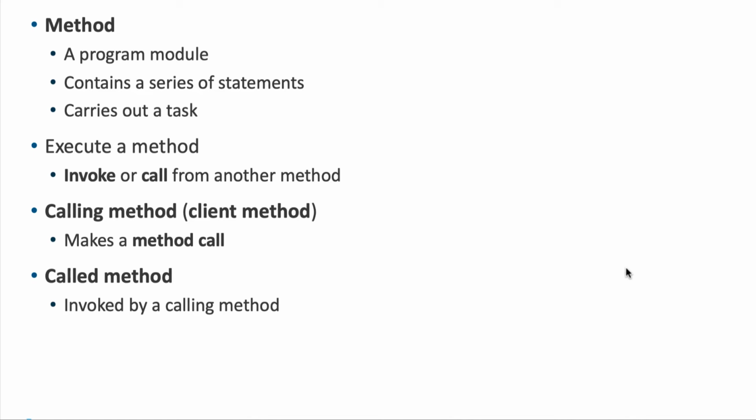Any class can contain an unlimited number of methods, and each method can be called an unlimited number of times. To execute a method, you invoke or call it. In other words, a calling method, also known as a client method, invokes a called method.